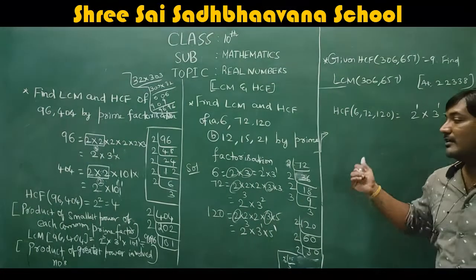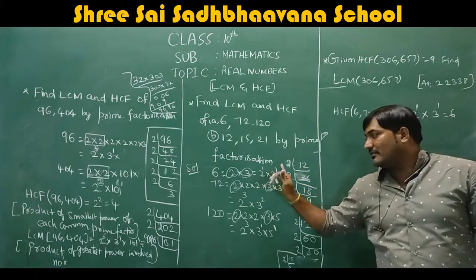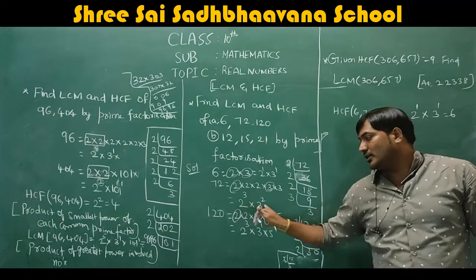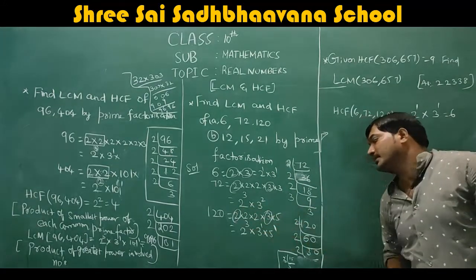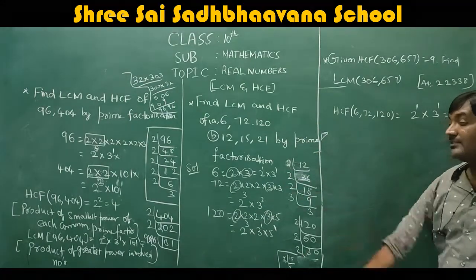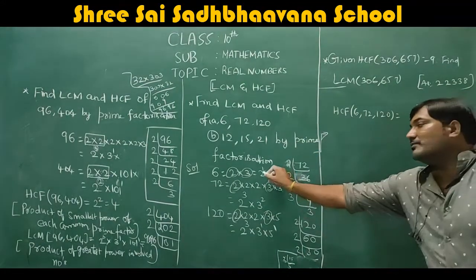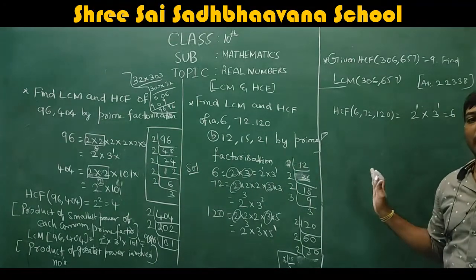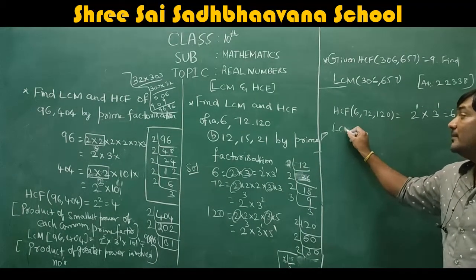Or what method I said? Just see, anyway you don't see the powers. Write the common numbers. 2, 3 here, again 2, 3 here, again 2, 3 here. Correct? Write it down. And which are the smallest powers of 2 and 3 in all the 3 expansions? Smallest power, which is 1 and 1. So 2 power 1 into 3 power 1, which is 6. That's all. Easily you can remember.